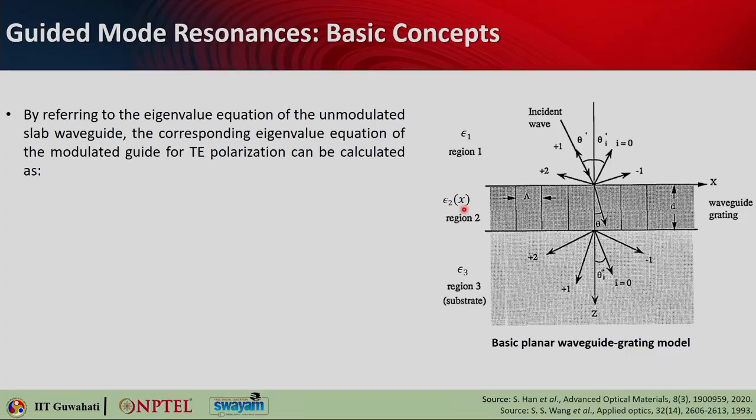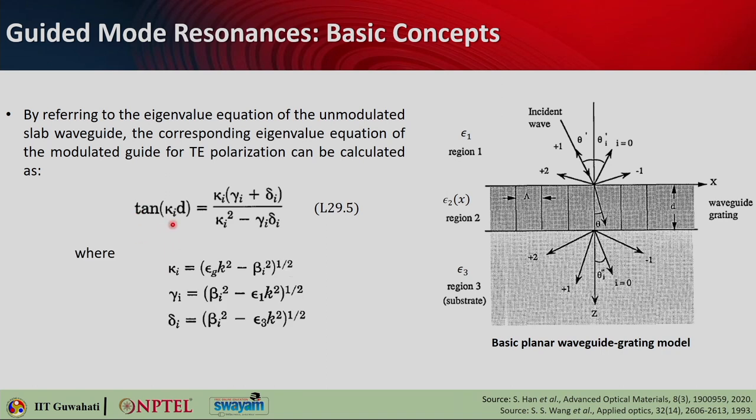So here let us refer to the eigenmode equations of this unmodulated slab waveguide. This will become a slab waveguide when delta epsilon tends to 0, as you can understand. The corresponding eigenvalue equation of the modulated waveguide can be written as this. So you can find out that tan kappa_i d will be given by this one. Kappa_i is related to the propagation constant in the different regions. These are all coming from the waveguide theory.